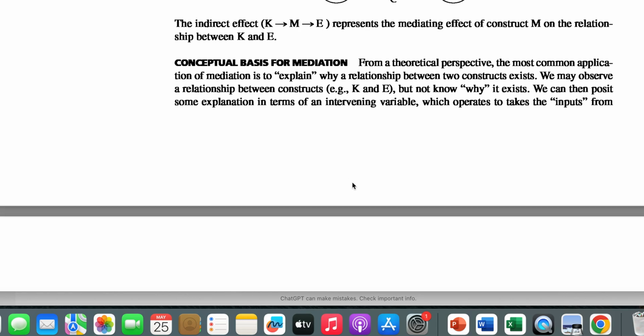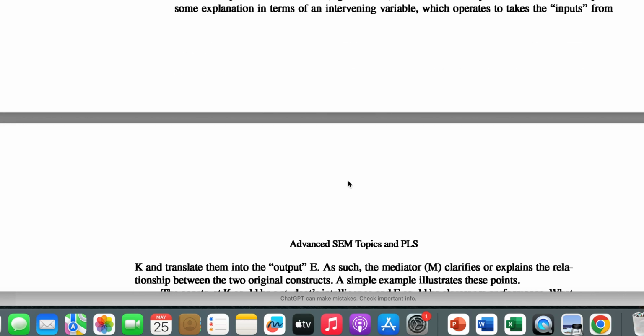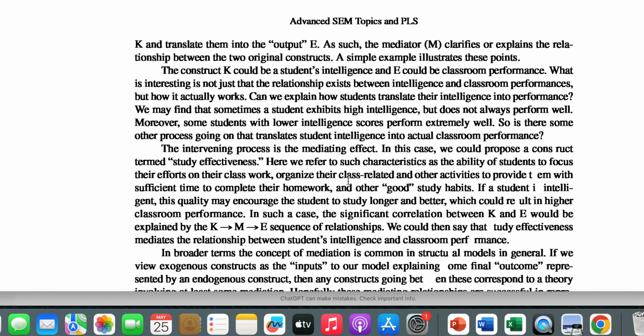Conceptual basis for mediation. From a theoretical perspective, the most common application of mediation is to explain why a relationship between two constructs exists. We may observe a relationship between constructs, for example K and E, but not know why it exists. We can then explain it in terms of an intervening variable which takes the input from K and translates it into the output E. As such, the mediation clarifies or explains the relationship between the two original constructs.